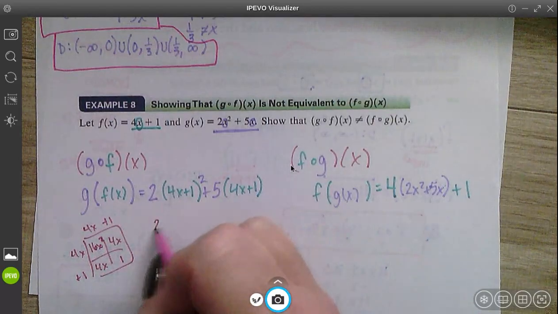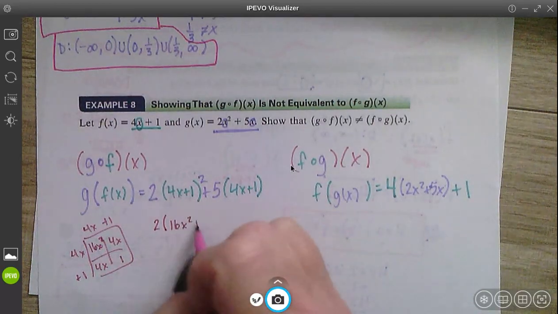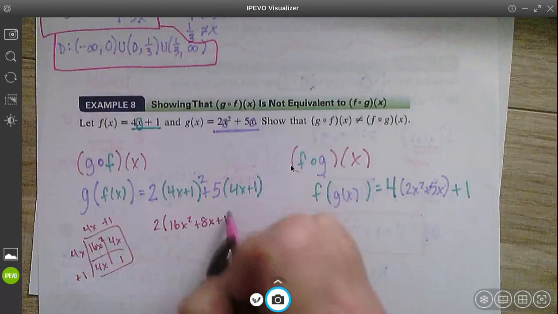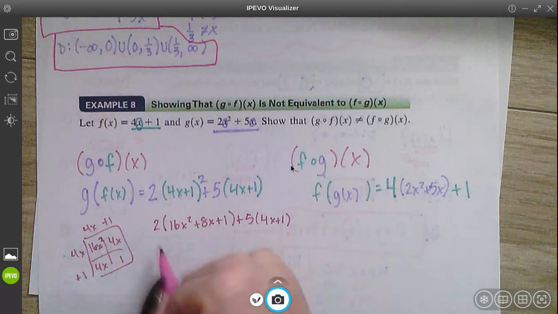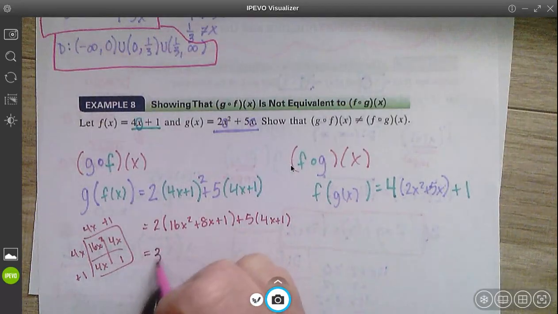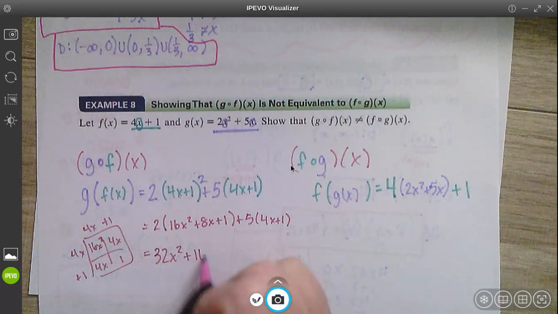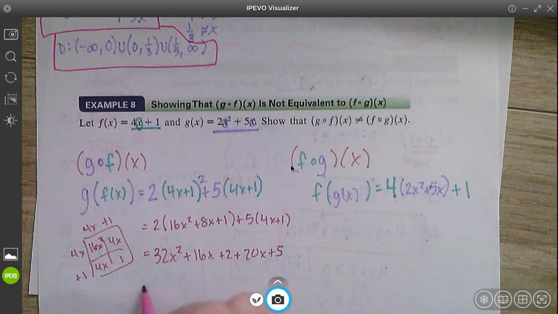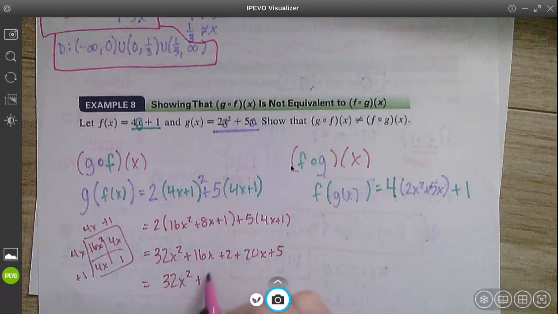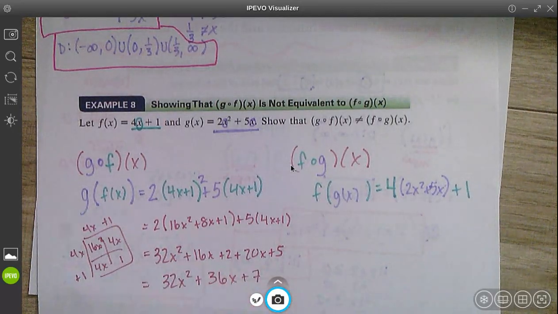So that would be 2 times 16x squared plus 8x plus 1, plus 5 times 4x plus 1. Then distribute. So that's 32x squared plus 16x plus 2 plus 20x plus 5. And then combine like terms. So I end up with 32x squared plus 36x plus 7. So that's G circle F.